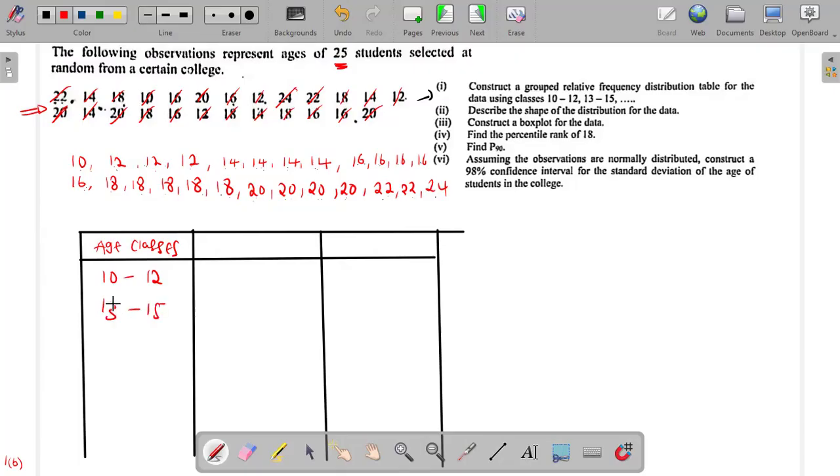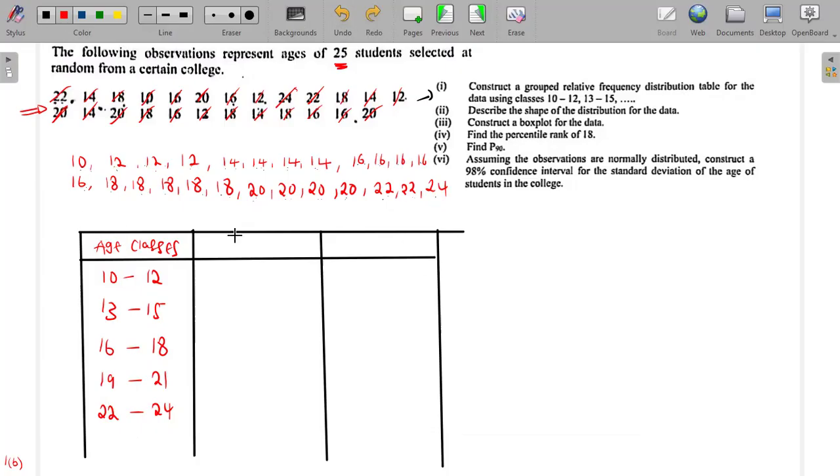No wonder I said the width is 3, because for the width you always subtract 2 consecutive lower bounds or 2 consecutive upper bounds. So from here, I just have to add 3 to this one. I get 16. 3 to this one, 18. 3 to this one, 19. 3 to this one, I get 21. 3 to this one, we get 22. And 3 to this one, we get 24. So there will be no need here to write another class, because this class will have the highest number there, which is 24. So I'll just end there. And then here, of course, we're going to have the frequency.